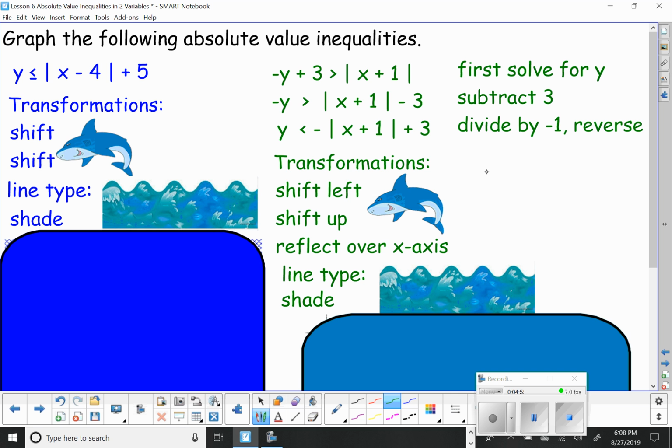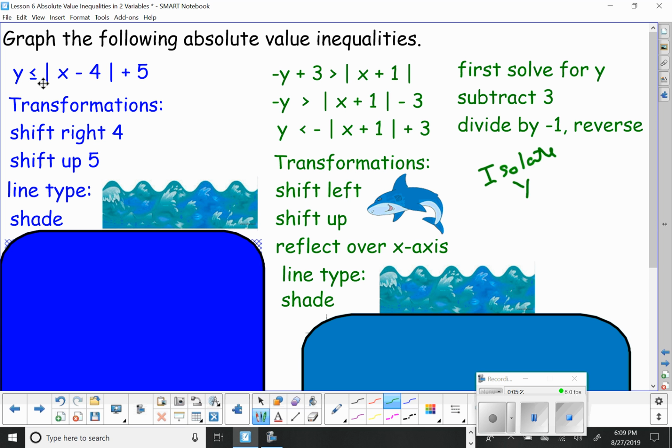Okay, so don't forget over here, you have to isolate y. Other than that, we're going to note our transformations. This is a right 4. This is up 5. So, right 4 and up 5. Now, based on the previous slide, what kind of line will I have? Dashed or solid? If you said solid, you're right.